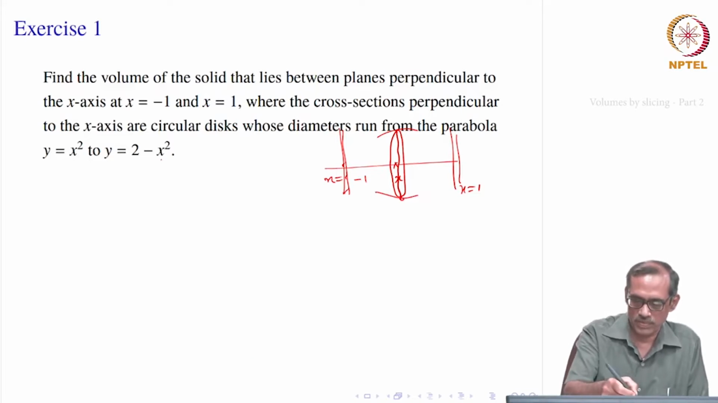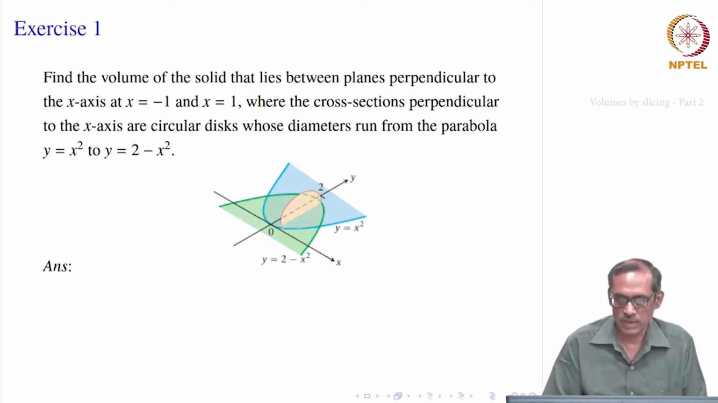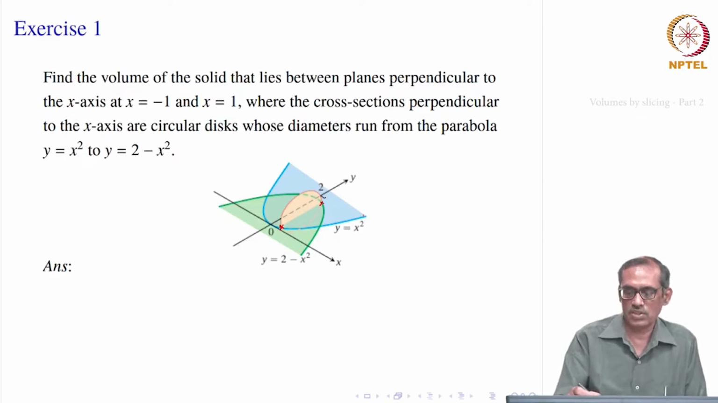So, that means we have to compute first this diameter, then get the circular area. Okay. So, let us see exactly how it looks. So, this is how it is. We have one parabola which is y equal to x square, another parabola is y equal to 2 minus x square, and the diameter of that cross sectional area lies between these two parabolas. Okay. Say one parabola is here, another is there on the other side. So, that is the diameter of the circle.